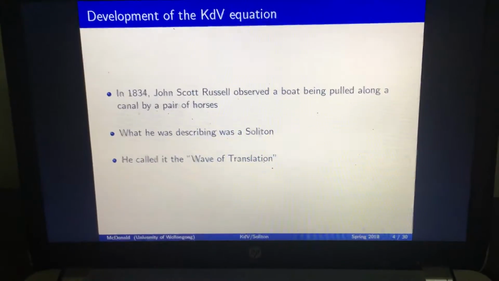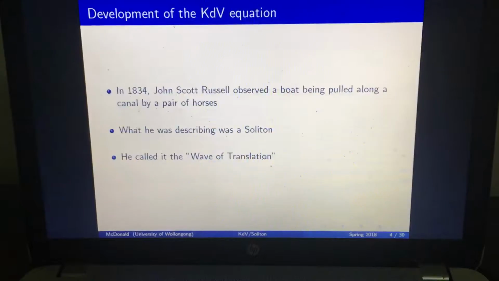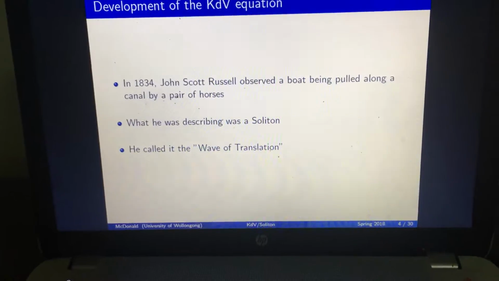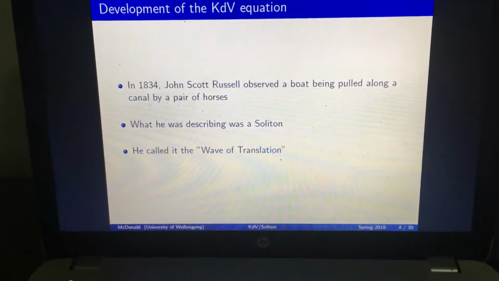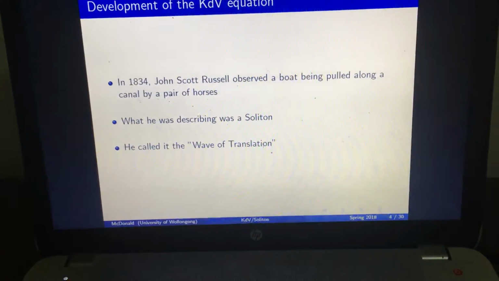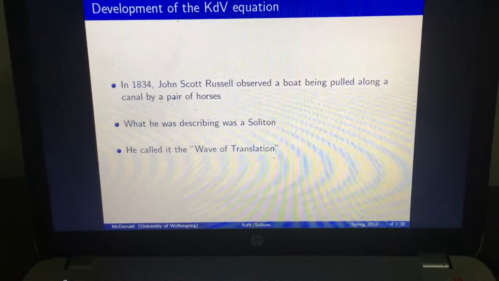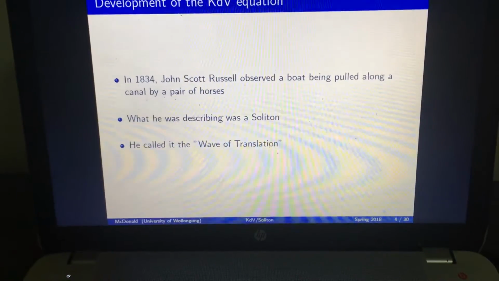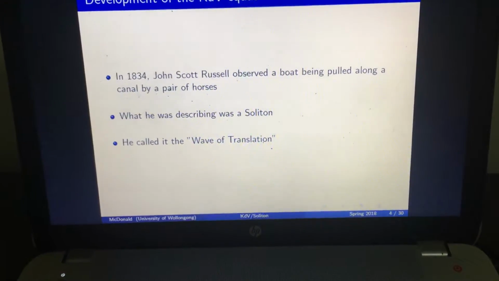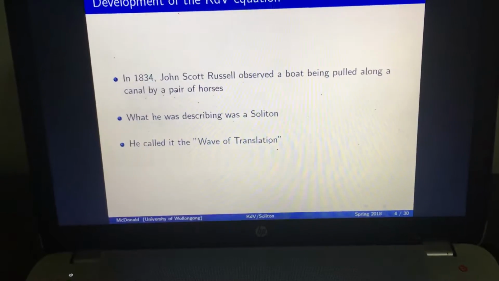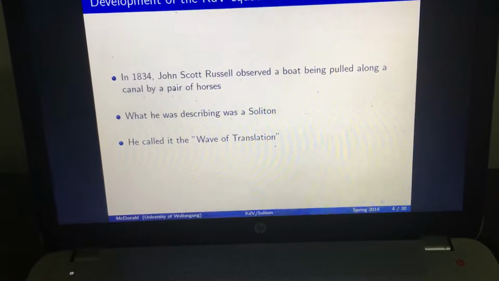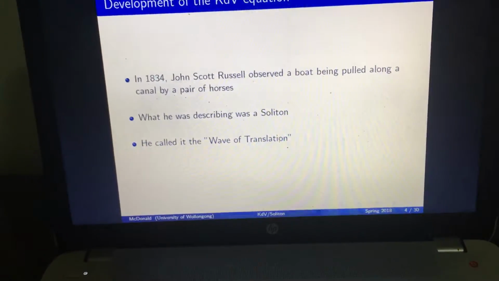I was observing the motion of a boat which was being rapidly drawn along a narrow channel by a pair of horses, when the boat suddenly stopped. Not so the mass of water in the channel which it had put in motion. It accumulated around the prow of the vessel in a state of violent agitation. Then, suddenly leaving it behind, rolled forward with great velocity, assuming a form of a large solitary elevation, a rounded, smooth, and well-defined heap of water, which continued along the channel without change of form or diminution of speed.